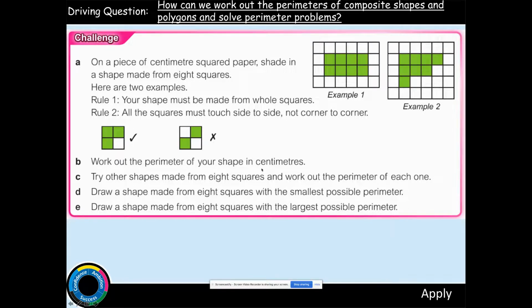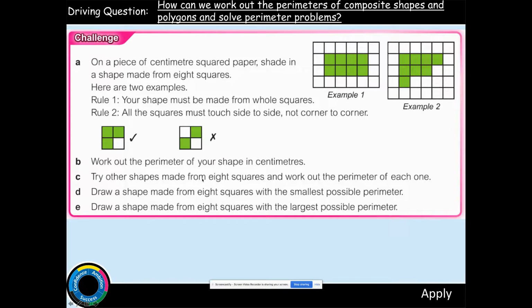Work out the perimeter of your shape in centimetres. So remember your start point, 1, 2, 3, 4, 5, 6, 7, 8, 9, 10, 11, 12. That shape's got 12 centimetres for a perimeter. This one, my start point, 1, 2, 3, 4, 5, 6, 7, 8, 9, 10, 11, 12, 13, 14. So this shape has a perimeter of 14 centimetres.